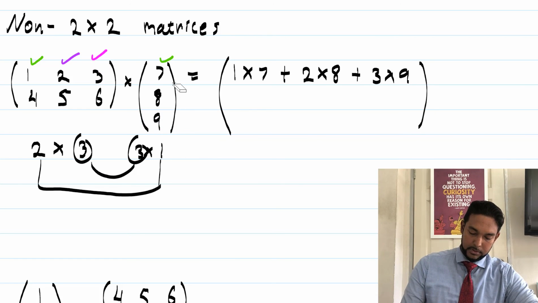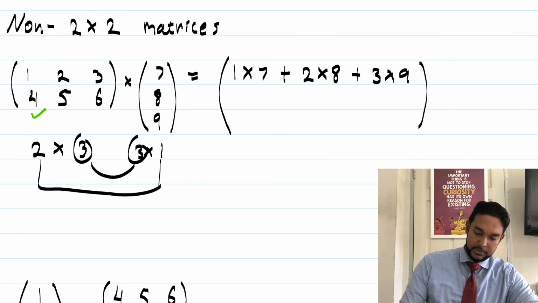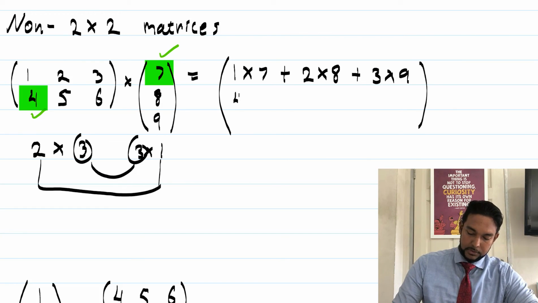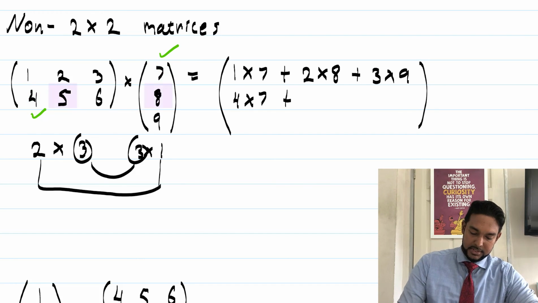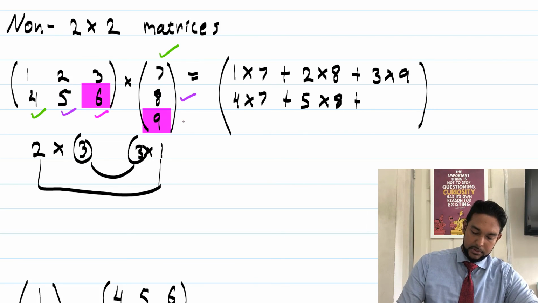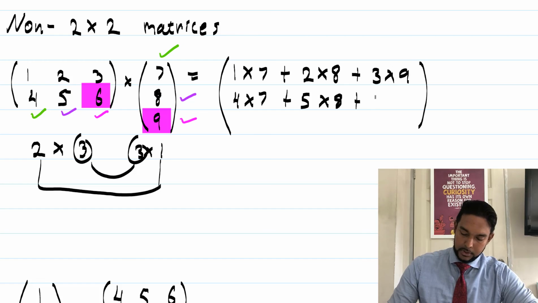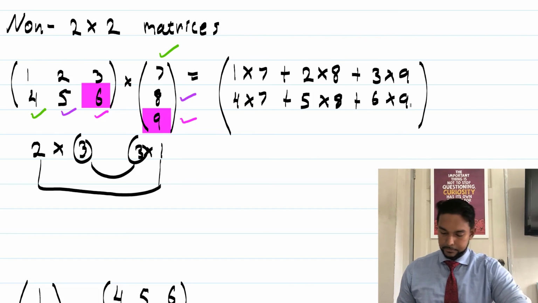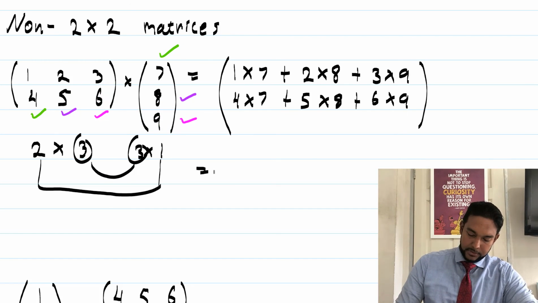All right, so let's get rid of those ticks so we could repeat that for the bottom row. Okay, so going on the bottom row now, we have the first element in the row by the first element in the column, which will give us 4 by 7. Then we could take the second element in the row and multiply by the second element in the column, which will give us 5 by 8. And then we could take the third element in the row by the third element in the column, which is 6 by 9. Okay, let's see how this turns out.